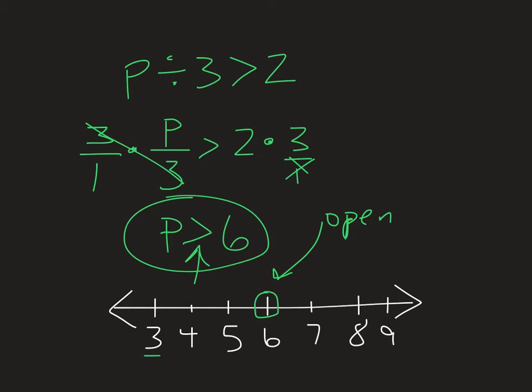Let's test out 3. 3 is greater than 6? No, we know that's not true. Let's test out 9. 9 is greater than 6? Yes, so you will color in to the right and it should look like this. Remember, the circle on the 6 is left open.